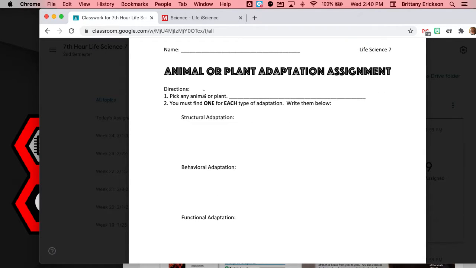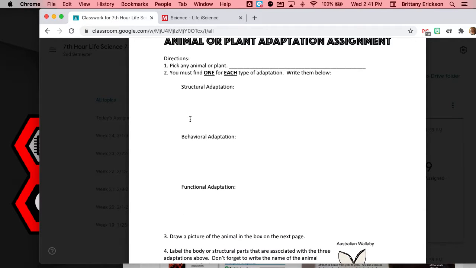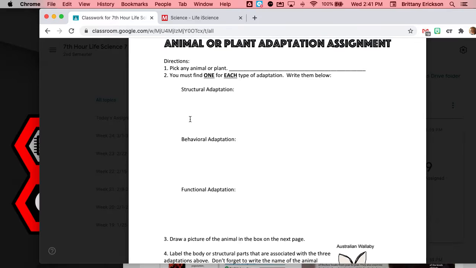It is an animal or plant adaptation. The first thing you're going to do is pick any animal or plant. No doubling up. What's that mean? If you wanted to do a tiger, Tate could not do a tiger. Just make an announcement to the class, or you can write it on the board too. Can we look it up on the internet? Of course, that's the next thing. Can we do a dinosaur? No, you need to do a living creature, right now existing on this very planet.